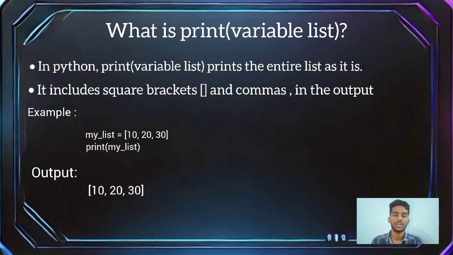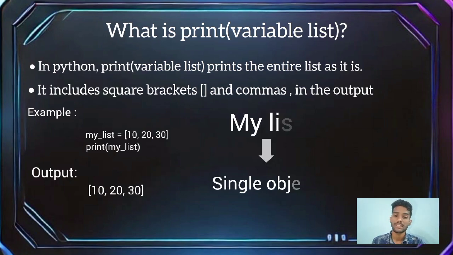What is print variable list? In Python, a list is a collection of values stored in square brackets. When we use the print function with a list, Python prints it exactly as it is, including brackets and commas. Let's see an example such as my_list = [10, 20, 30], where we use print(my_list). In the output we can see [10, 20, 30]. The same square brackets and commas are visible in the output. Python treats the list as a single object and prints it in its original format.